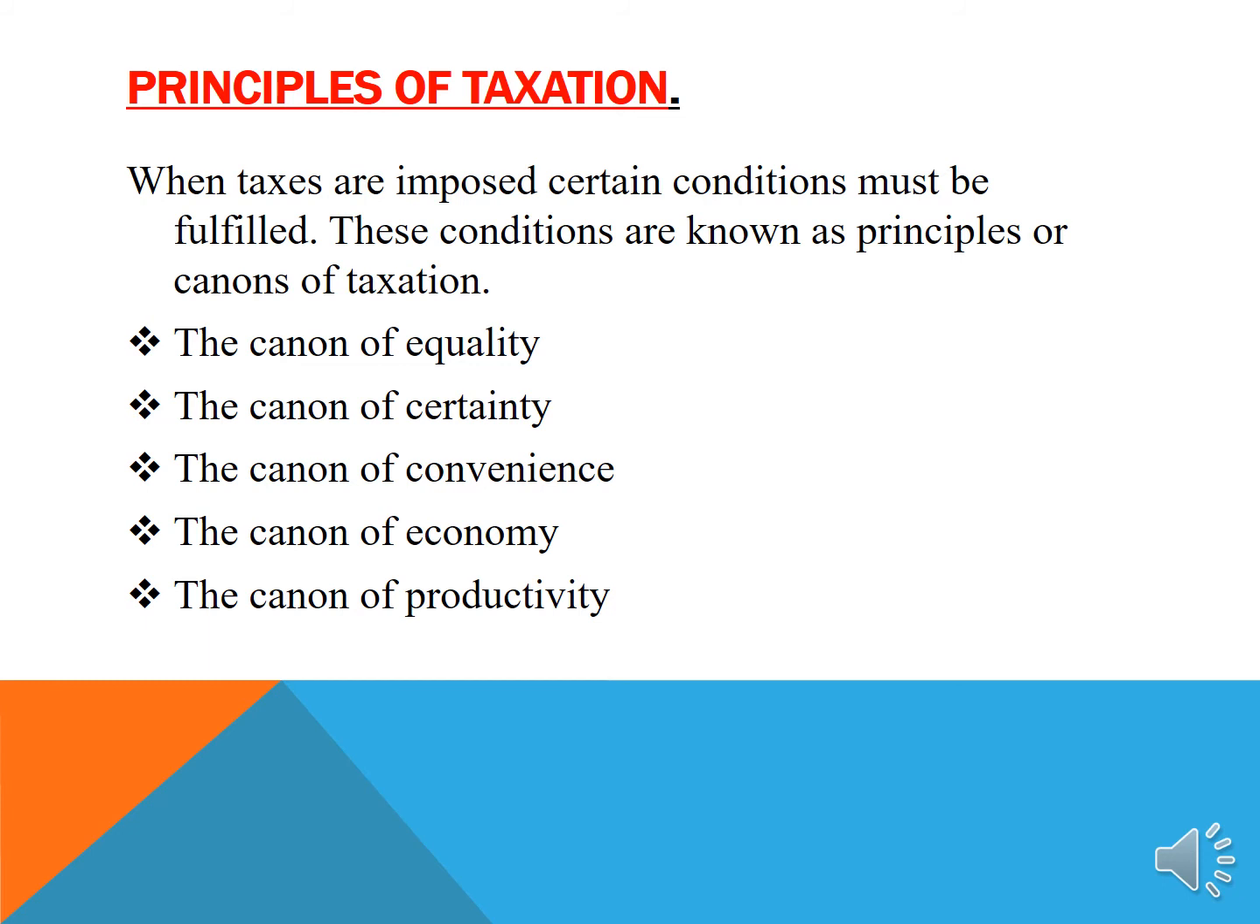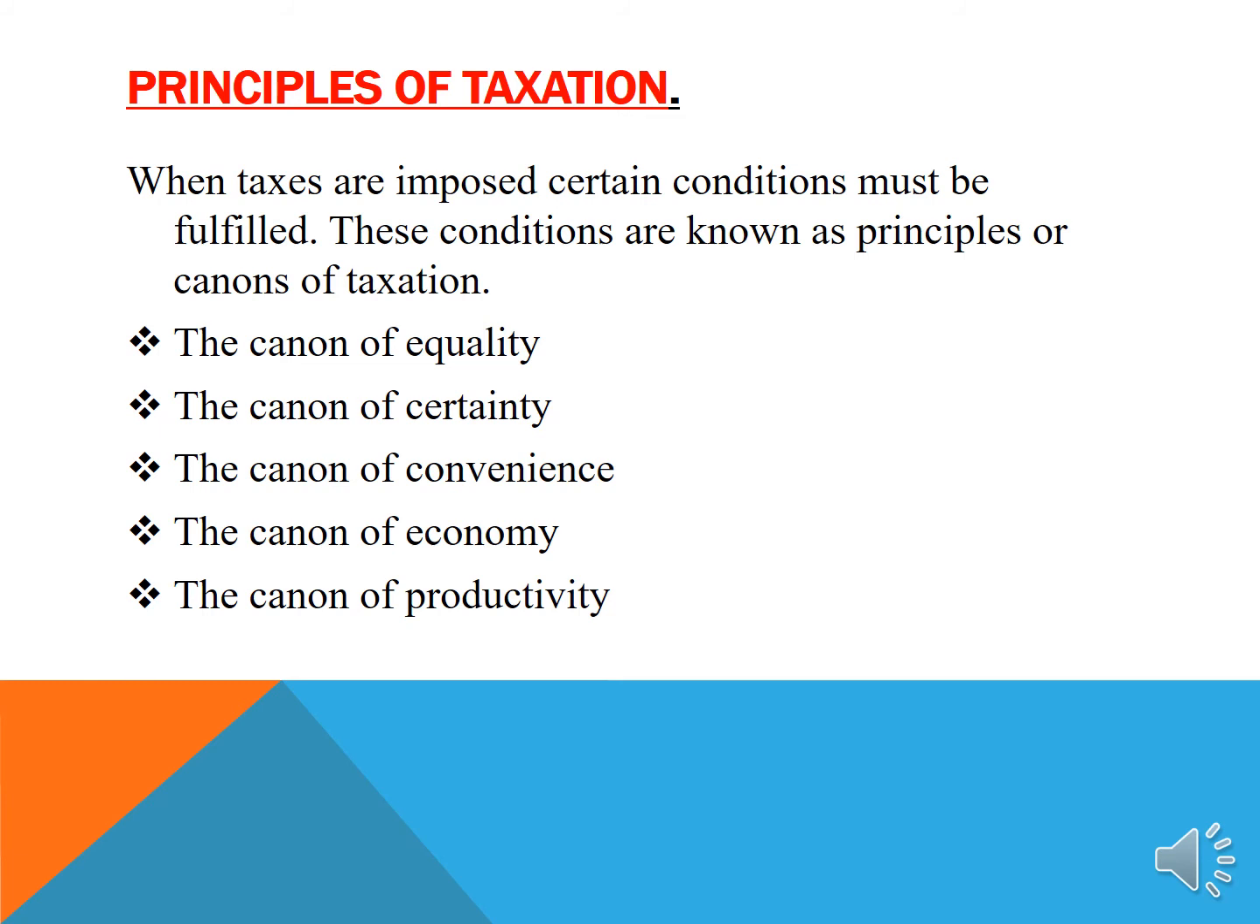Moving on to the canon of economy, every tax should satisfy the canon of economy in two ways. First, it should be economical for the state to collect it. If the cost of collection in the form of salaries of tax officials is more than what the tax brings as revenue, such a tax is uneconomical and hence it should not be levied. Secondly, it should be economical to the taxpayer. That is, it should actually leave the taxpayer with sufficient money to be able to spend on other needs.